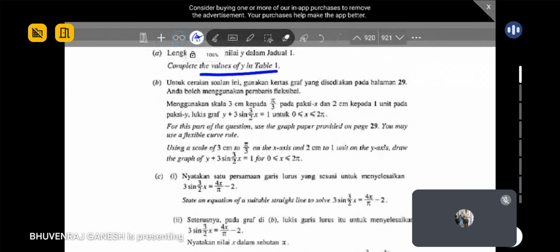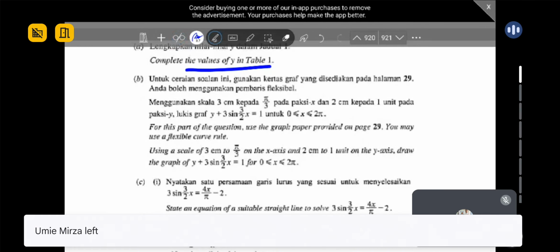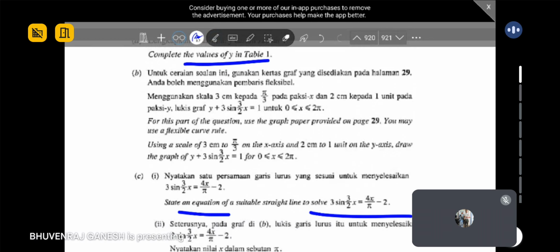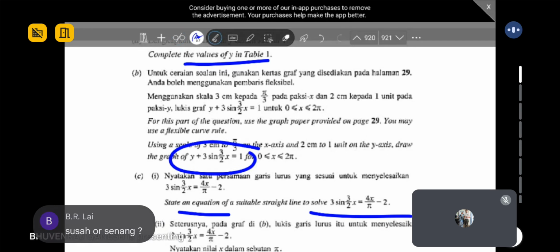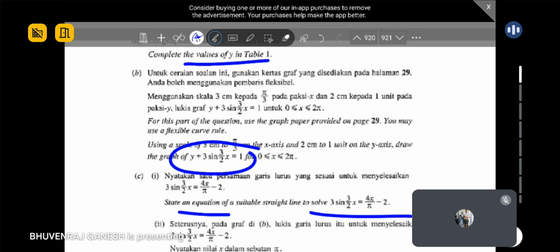You see question C1. Easy. So what is the suitable equation for a straight line? How to get this, guys? You must think and see. Your graph is this one. So you must try to modify and see. Guys, what can I do over here? First step, I can add negative.